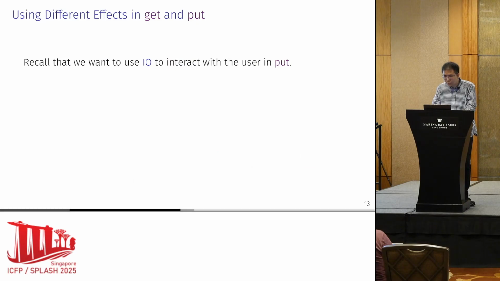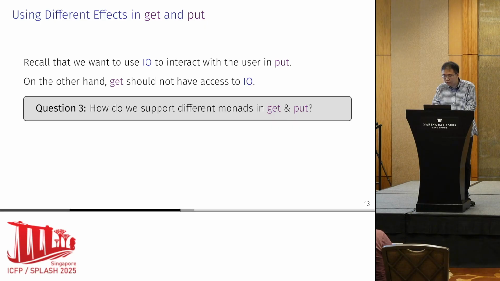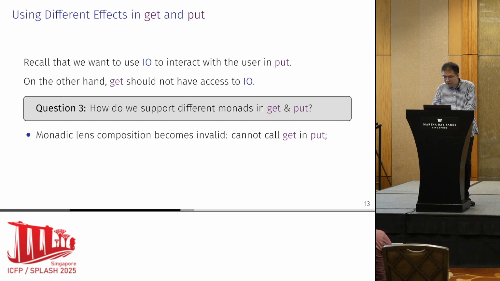And finally, recall that we want to use IO to interact with the user input. But on the other hand, get does not have access to IO. So we should be able to use different monads in get and put. And the question is how? So when we really use different monads in get and put, we see that the monadic lens composition itself becomes invalid, because the definition previously shown uses get as input, and it becomes invalid because those are using different monads. And also, we need to find a way to describe the interactions between the two effectful computations, which use different monads.